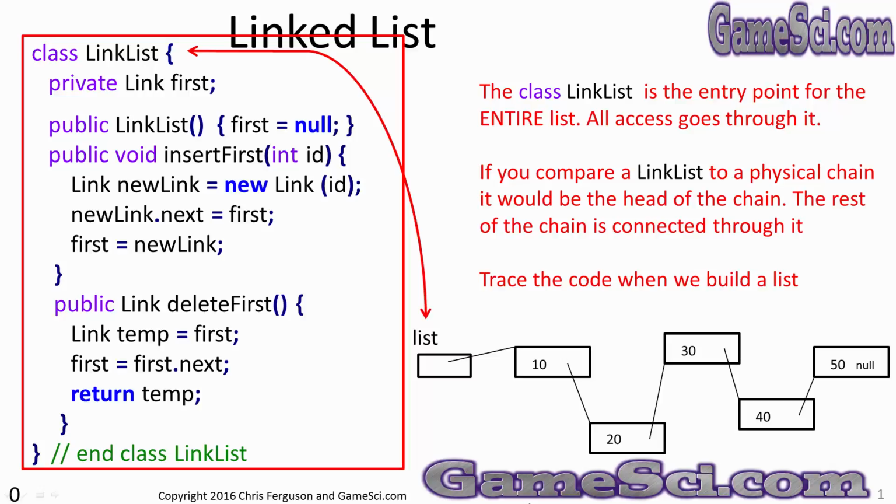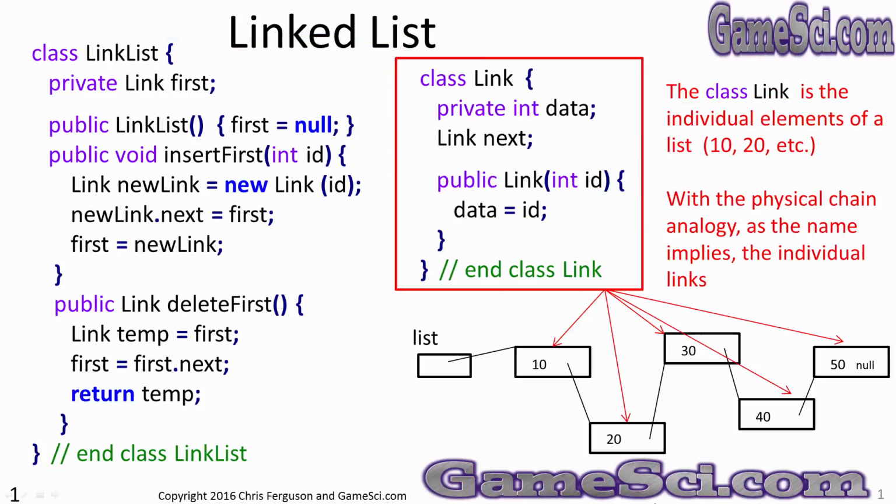We're going to trace this code when we build the list, so we're not going to go through it line by line just yet. But the class linked list is basically the head of the linked list, or the head of the chain. The class link is the individual elements of the list. If you come down here and look at it, the element at 10, the element 30, the element 50, each one of these is a link object. Over here, list is a linked list object, but each one of these is a link object. As with the physical chain analogy, as the name implies, these are the individual links of the chain.